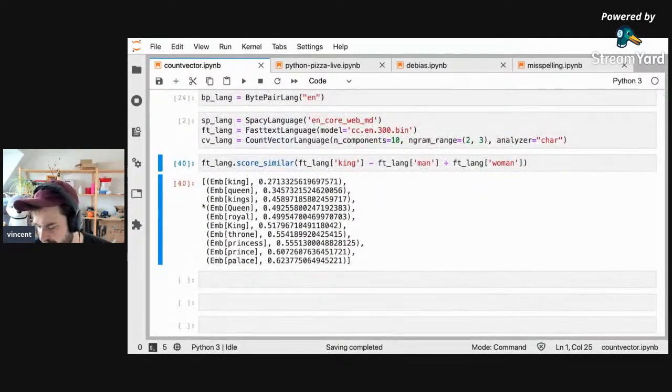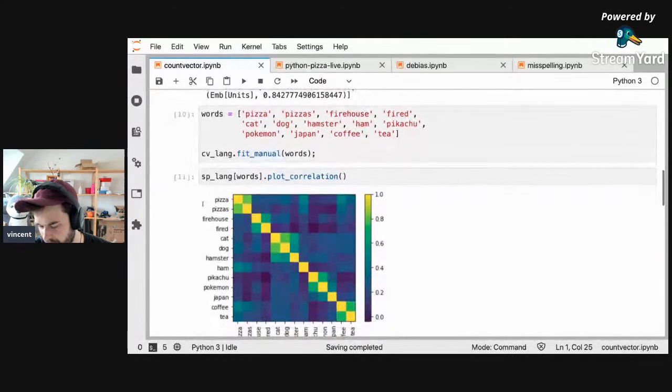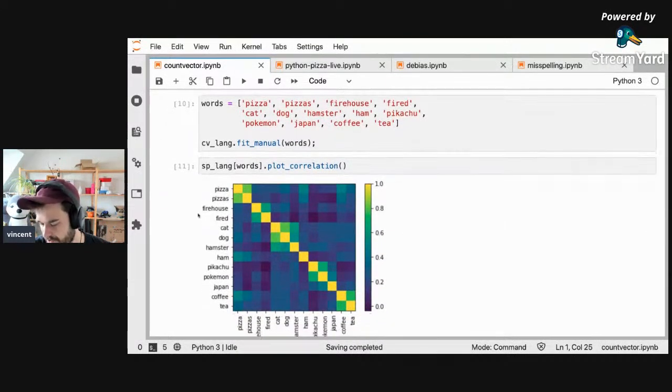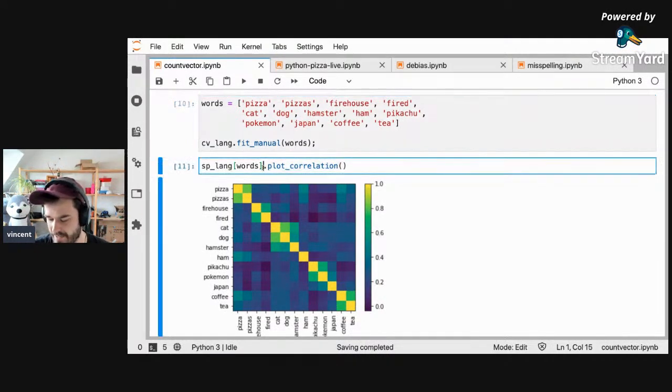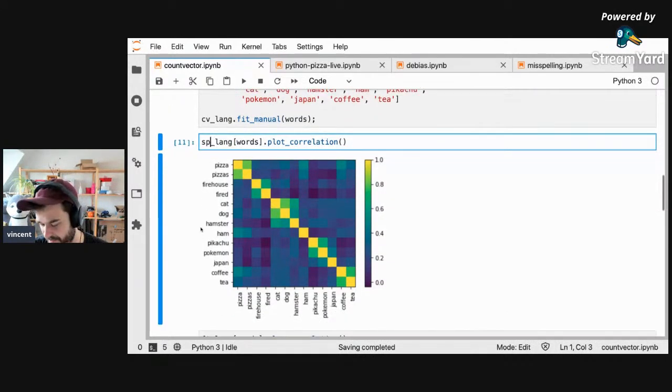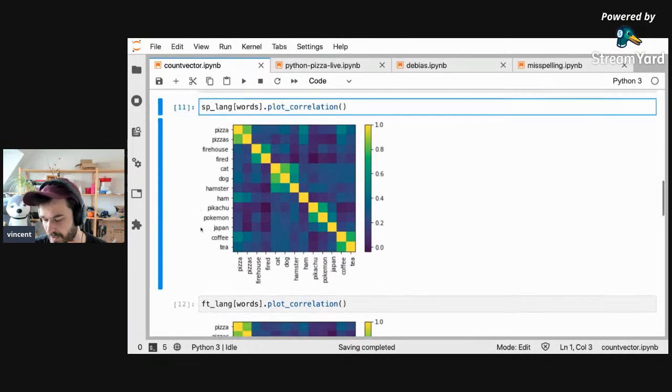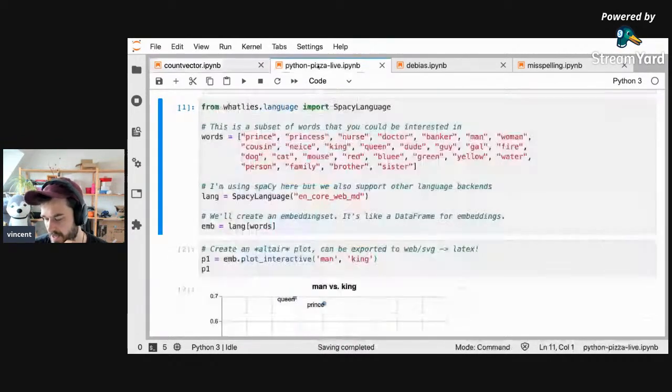Anyway, this is a feature that I think is relatively helpful. Another thing that you can do is say, hey, here's a list of words, please give that to the language backend, and then what I would like to have is some convenient plots. So that's definitely something that we do. We have these correlation plots that you could go ahead and draw.